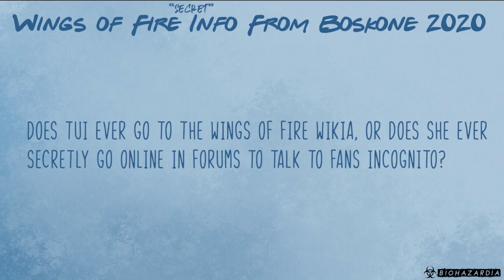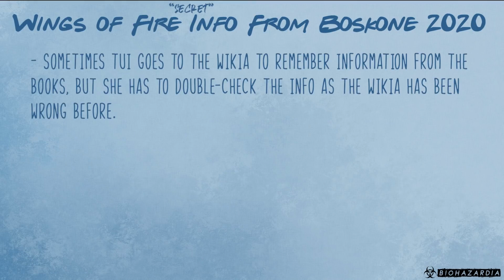The next question was, do you ever go on the Wings of Fire Wikia or look at forums or talk to fans incognito? Tui said that sometimes she goes to the Wikia to look up information such as character relations, but the Wikia has let her down before with incorrect information. For example, it had some incorrect information about Deathbringer and Scavengers, so she always has to double check the information she finds on the Wikia.